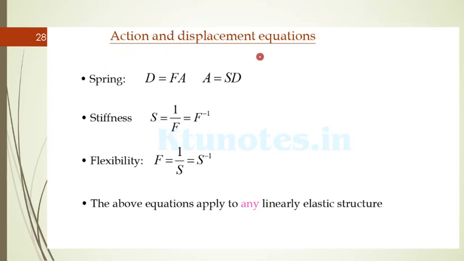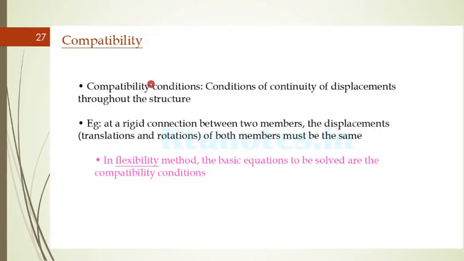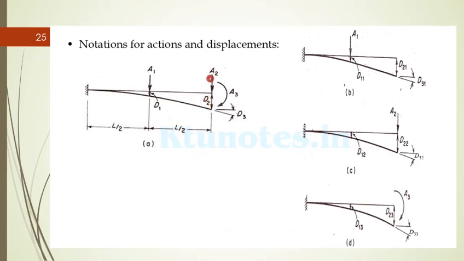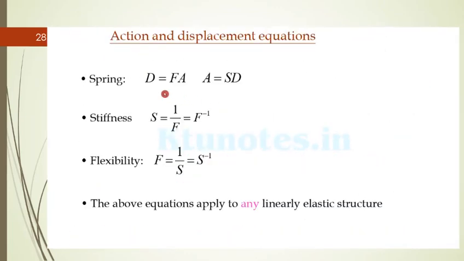First one is action and displacement equations. For the spring, please note that we refer to D as displacement and A as action. Always for the spring, the displacement D is equal to F into A, where F is the flexibility matrix, or actually D is proportional to A. As the force is increasing, displacement is increasing, and D is equal to F into A will be the equation. And the action A is equal to S into D.